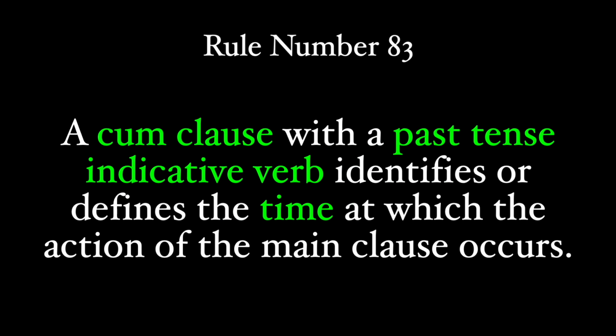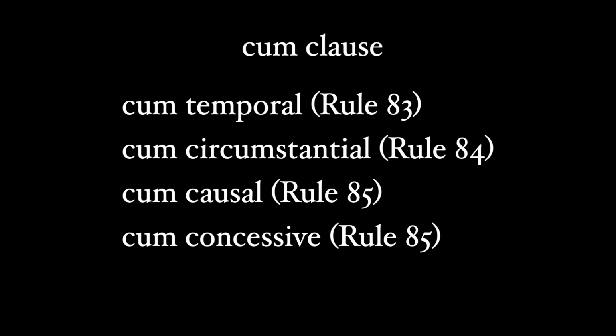Rule number 83. A cum clause with a past tense indicative verb identifies or defines the time at which the action of the main clause occurs. Over the next three rules, we're going to look at cum clauses. So that is cum when it's serving as a conjunction in introducing a clause.